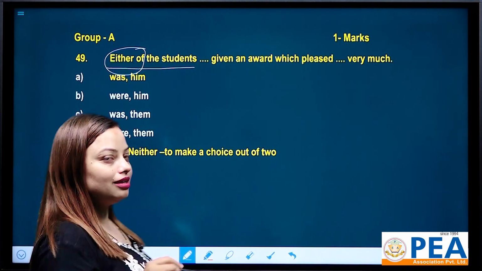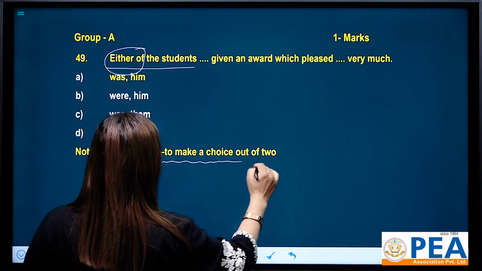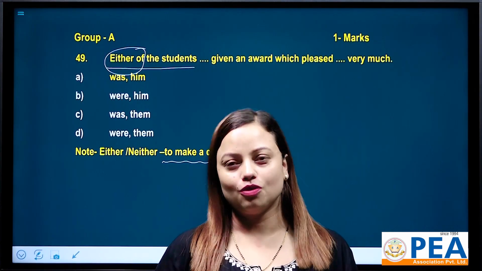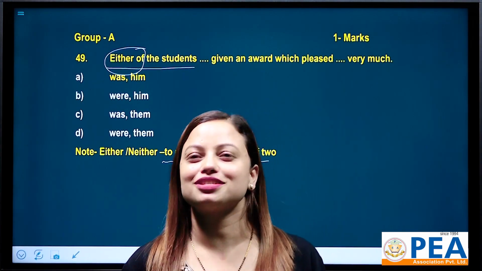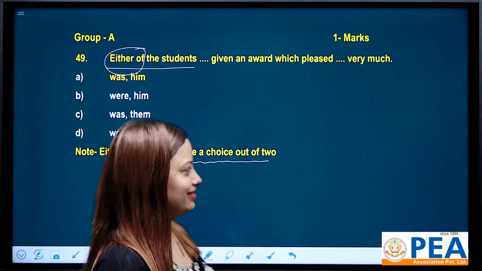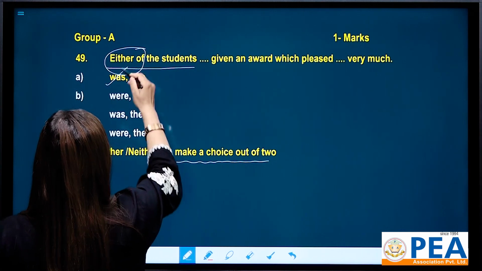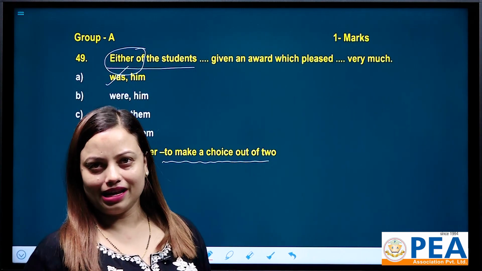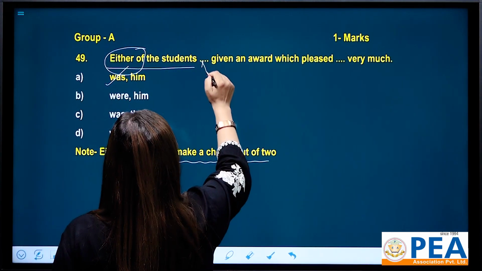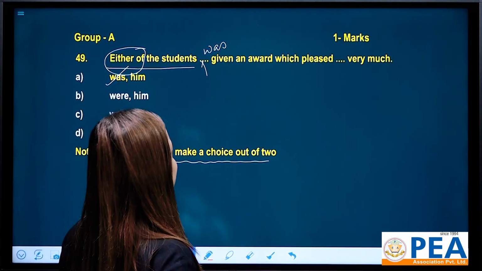Either of means it always makes a choice out of two. It means you have only one choice, so it stands for a singular subject. A singular subject takes a singular verb. That's why for either of the students, the first option is was. And what about the second option? Let me write here: was given an award which pleased.